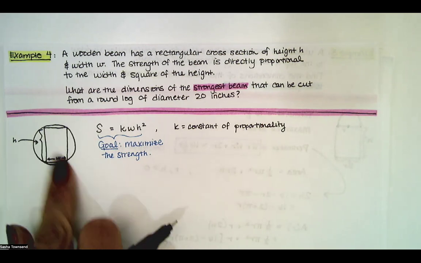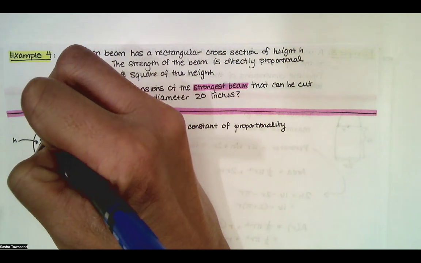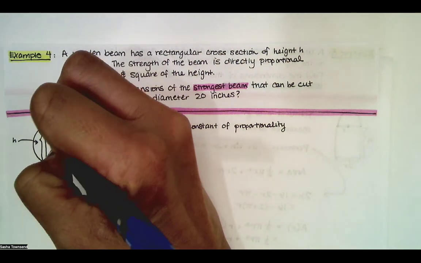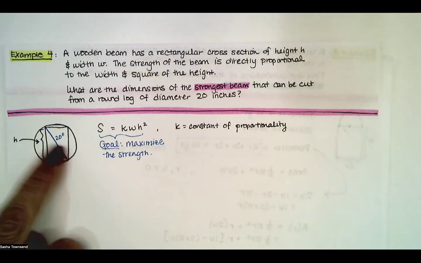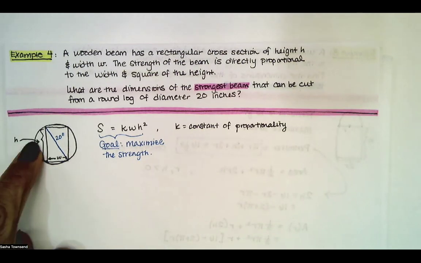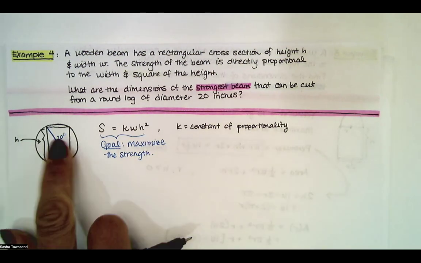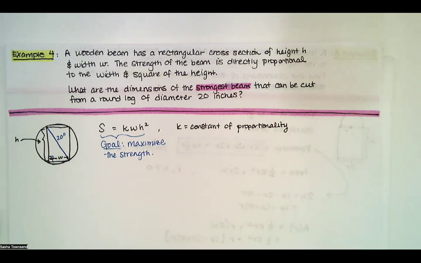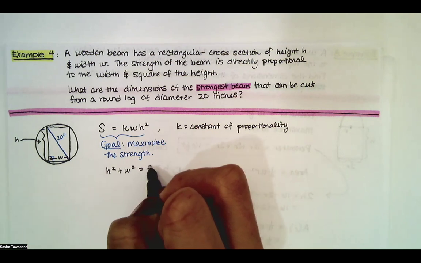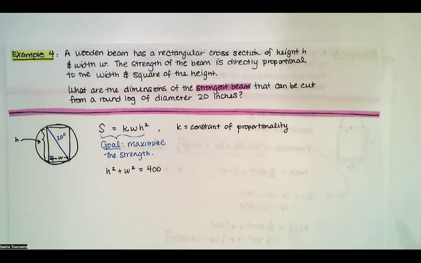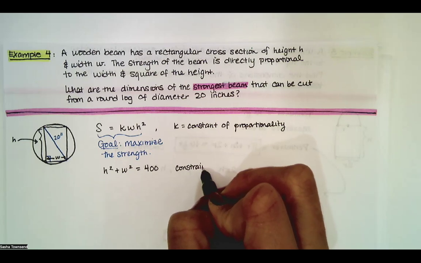That can be cut from a round log of diameter 20 inches. So this is supposed to be 20 inches. And if the diameter is 20 inches, that means this diagonal is going to be 20 inches as well. So we've got that. Now, since we know that the diameter is 20 inches, we actually know the relationship between the height and the width because we've got a right triangle right there. We know the height squared plus the width squared has to be 20 inches squared. So that's going to be a constraint. And 20 squared is 400. So that's our constraint equation.